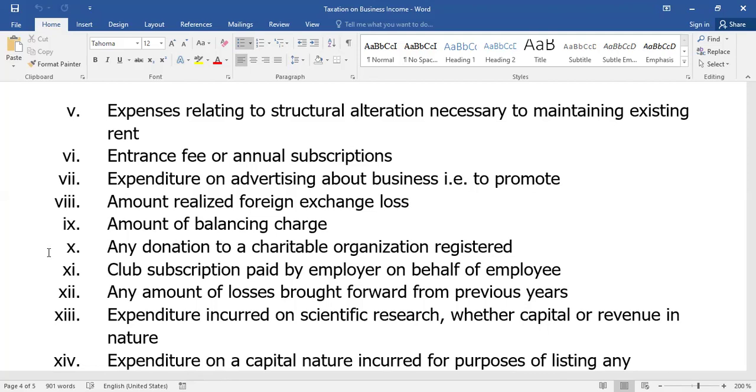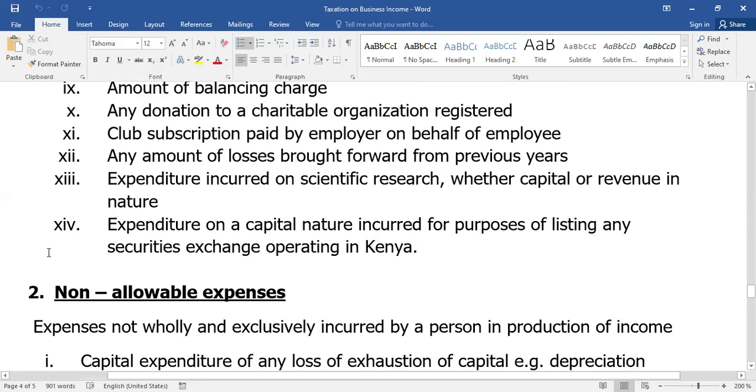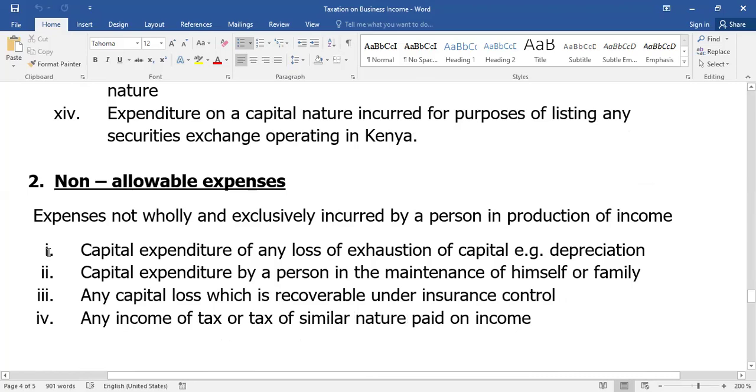We are going to be carrying that business definitely up to the point when the business is going to be generating revenues. Now, we have expenditure incurred on scientific research, whether capital or revenue in nature. Then we have expenditure of a capital nature incurred for purposes of listing on any securities exchange operating in Kenya. Number two, we are talking about non-allowable expenses: expenses not wholly and exclusively incurred by a person in production of income.